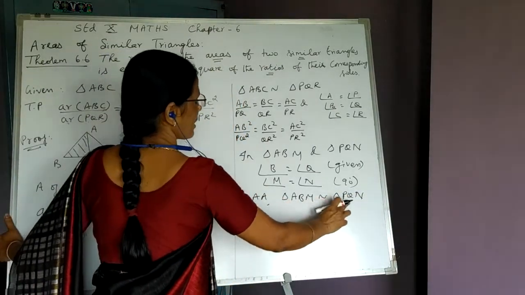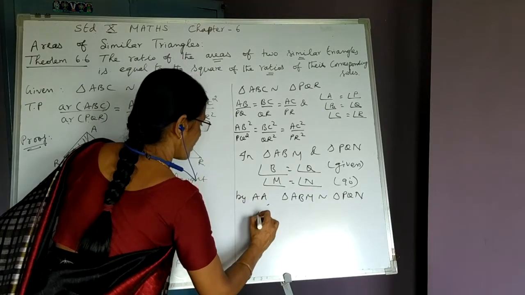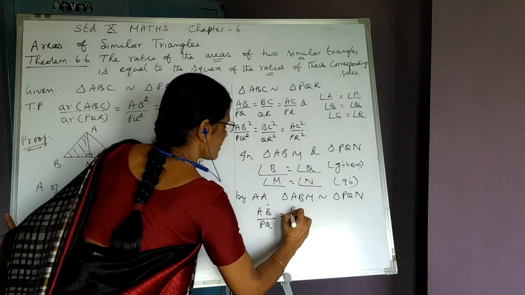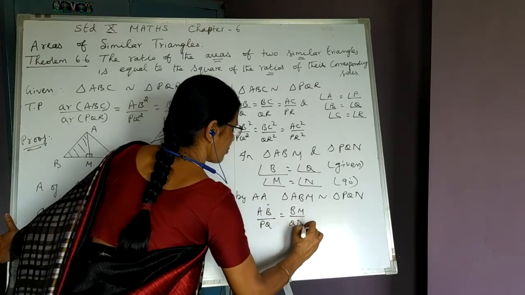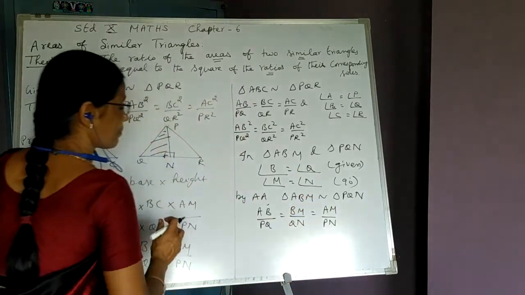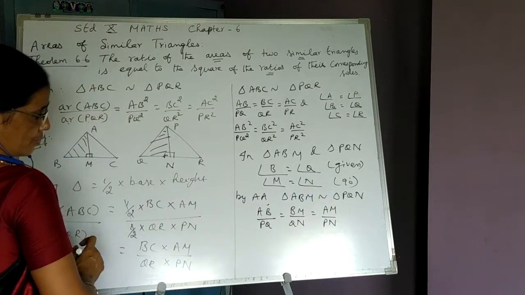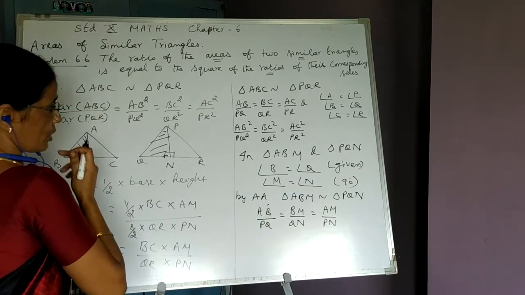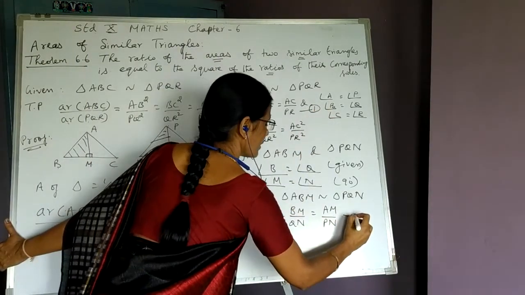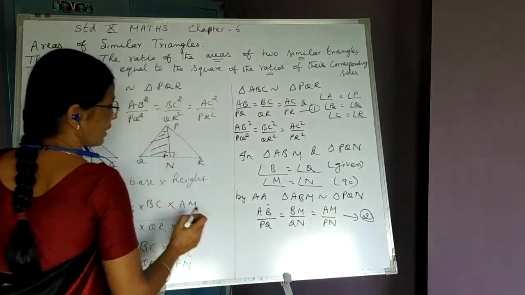Again, we are going to take corresponding sides for these two triangles. AB upon PQ, which is equal to BM upon QN, which is also equal to AM upon PN. Corresponding sides are proportional. Now I am going to compare this result with this result, right?